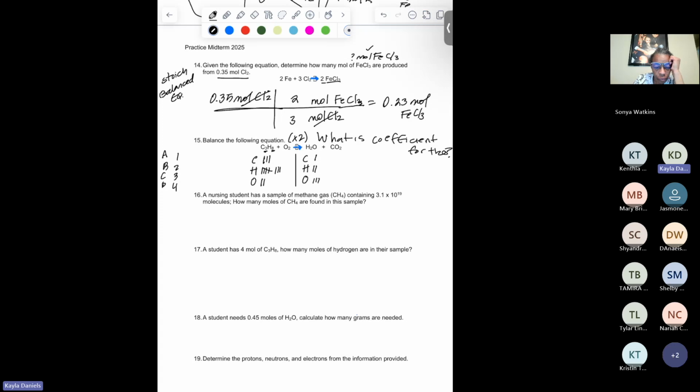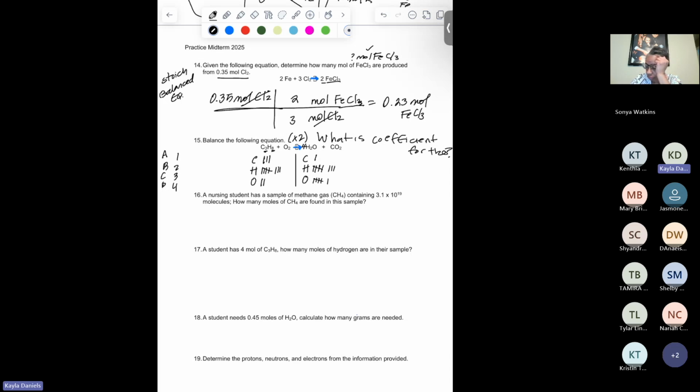So I'm thinking, if I want to make 8 hydrogens, I could put a 4 in front of this H2O. That will give me an even amount of oxygens on this H2O, as well as bring my hydrogens up to count. So now I have 4 plus 2, which is 6.